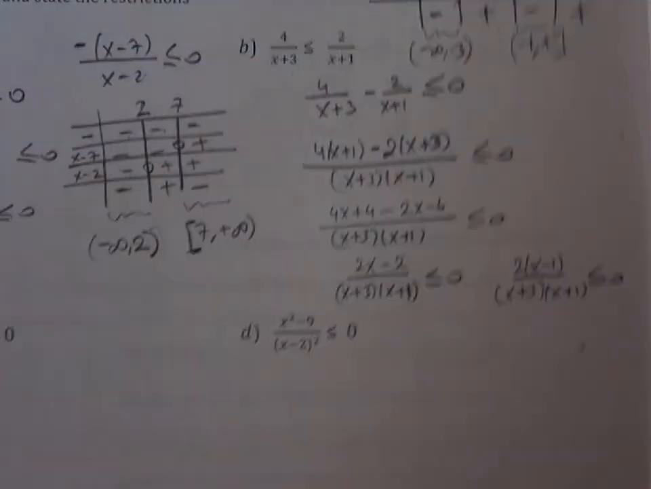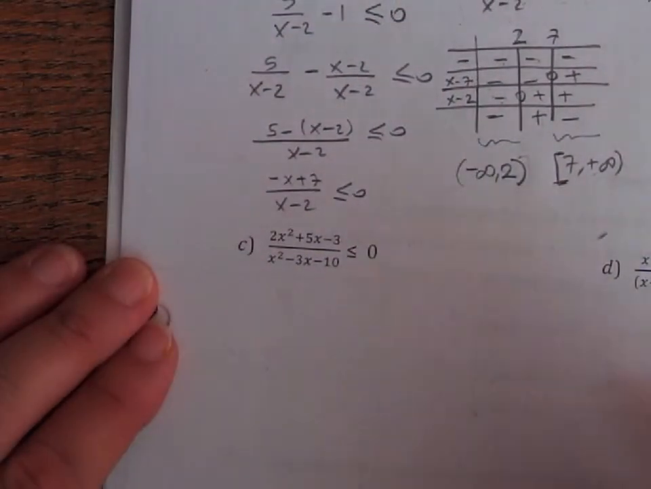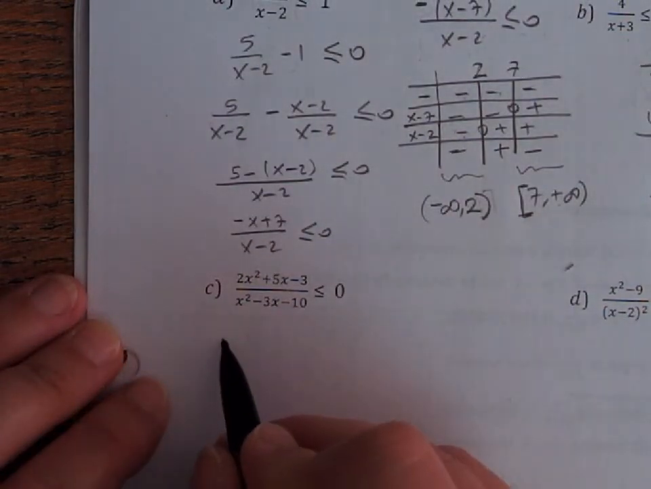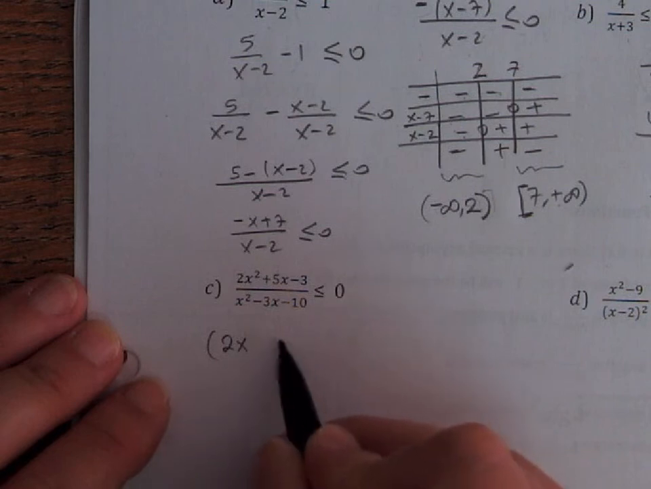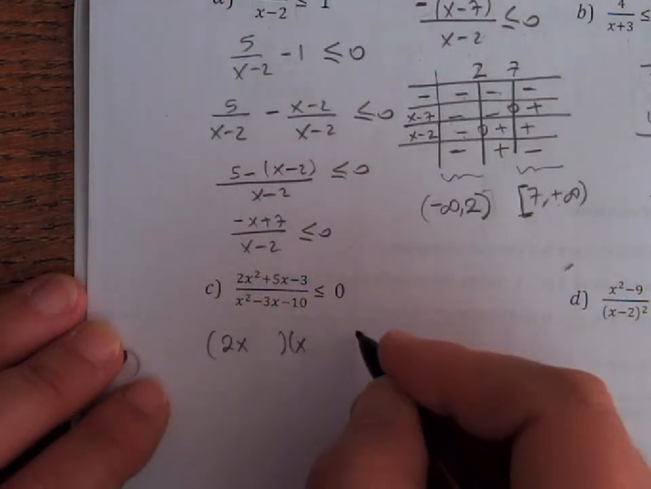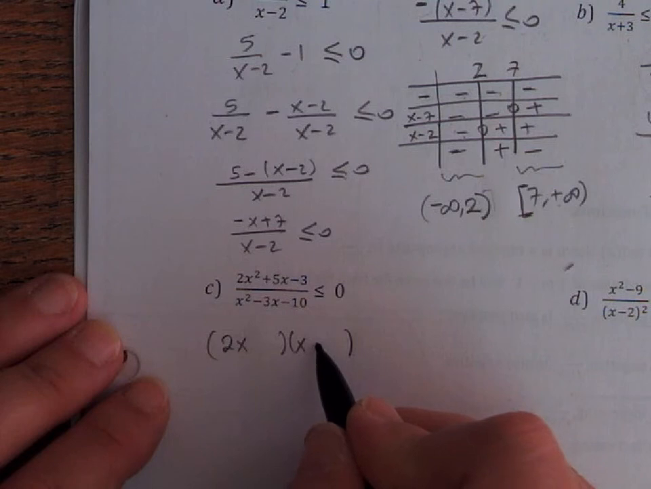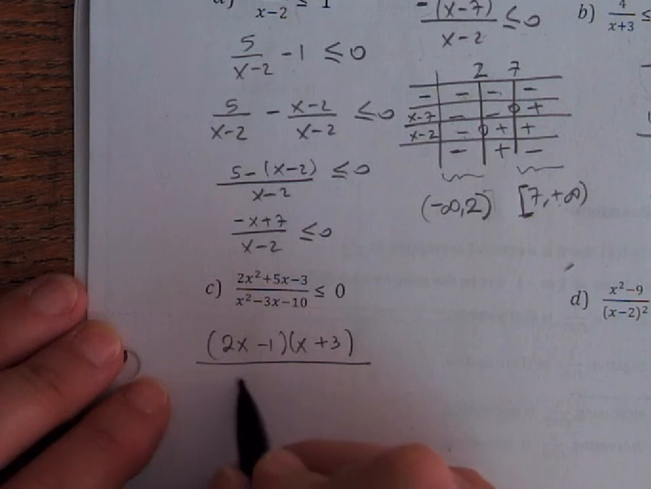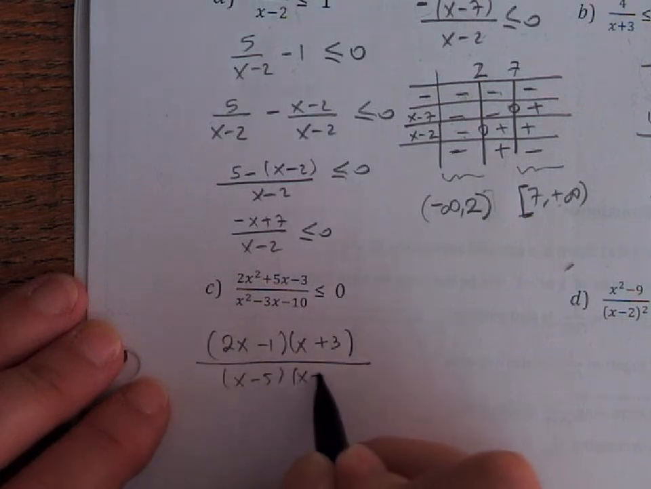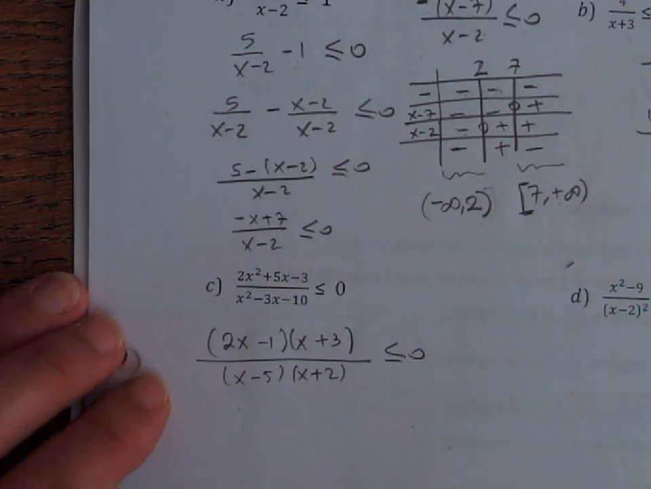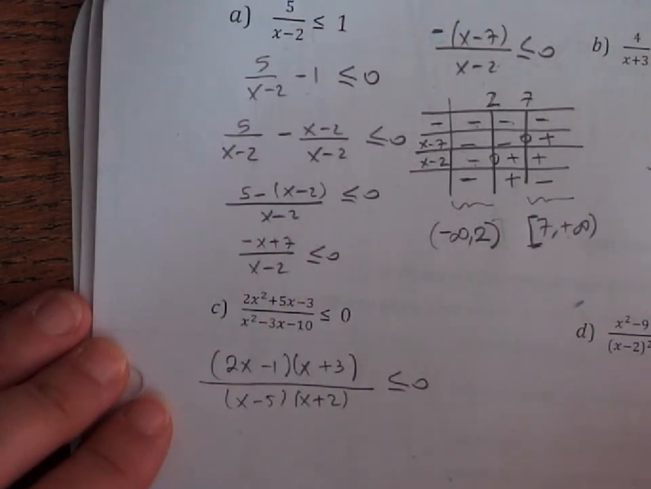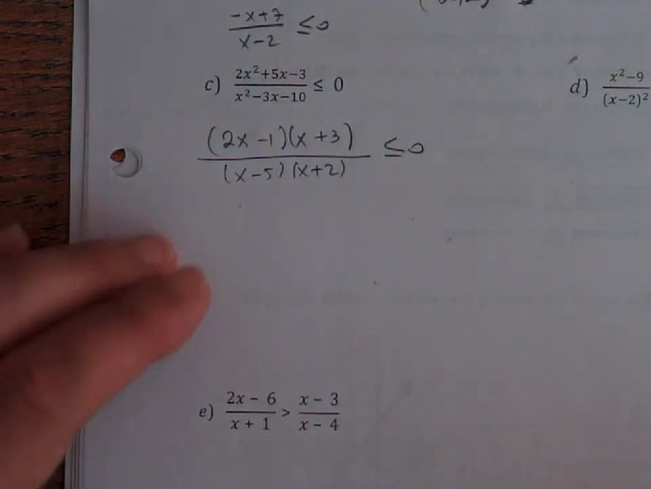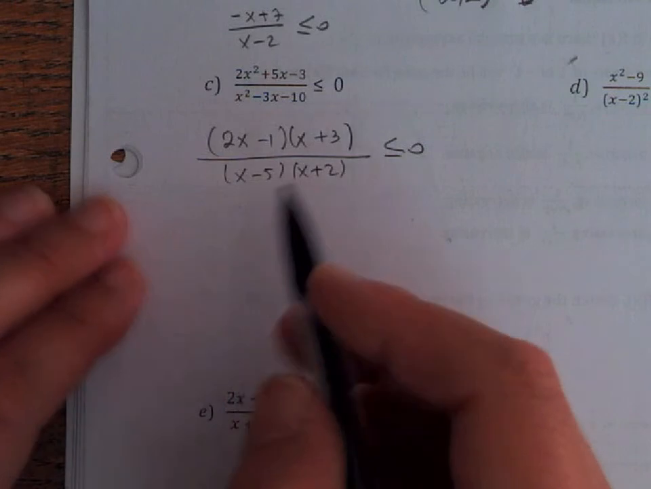Okay, let's do one more. Okay, so you have 2x squared plus 5x minus 3. So factor the numerator. So we get (x plus 3)(2x minus 1). Denominator (x minus 5)(x plus 2). So one side is already 0, so we did not need to move anything. Okay, now do the factor table.